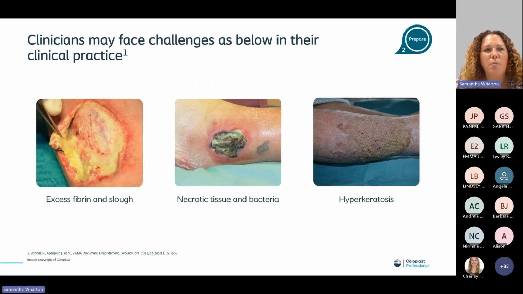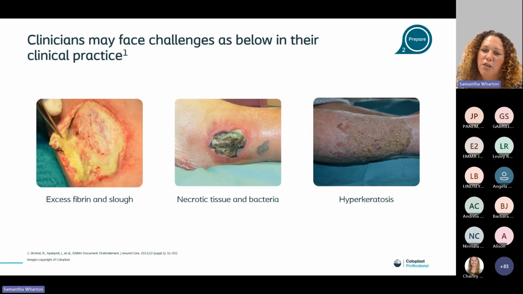So within your clinical practice, you face many challenges. So here we've got 3 examples. You've got that excess fibrin and slough on that first photo. Not only that, but there's also undermining. All of these things cause more complications to that wound. On the middle picture, we've got necrotic tissue, and there's a bacterial burden within that wound. You can see that erythema, and that needs to be addressed and managed.